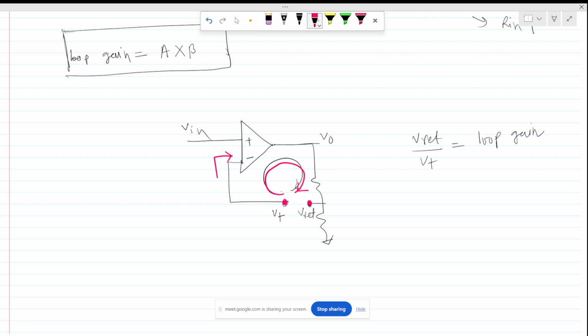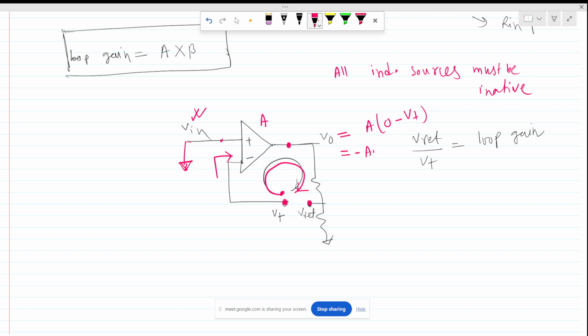And we have to deactivate all the independent sources. All the independent sources must be inactive. Inactive means that if there is a current source, it will be an open circuit, and if there is a voltage source, it will be a short circuit. So the independent source V in will be short circuited to ground, and let the gain be A. Now if we apply a Vt here, what will be the voltage at this node? V out will be nothing but A times the voltage difference, where one input becomes 0, so 0 minus Vt. So V out is minus A times Vt.